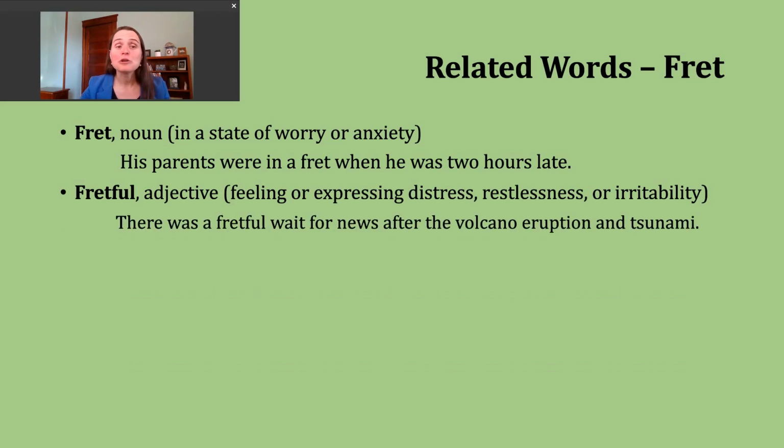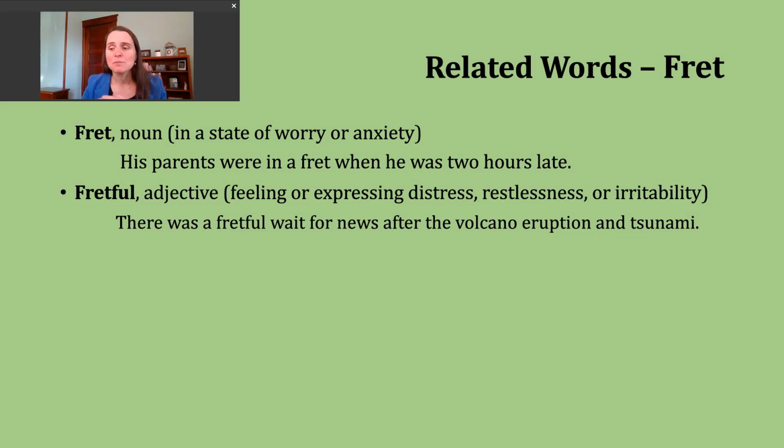Another related word you might encounter is the adjective fretful. This can be a feeling, or we could be describing something that is expressing some distress, a restlessness, or even some irritability. An example of this might be, there was a fretful wait for news after the volcano eruption and tsunami.